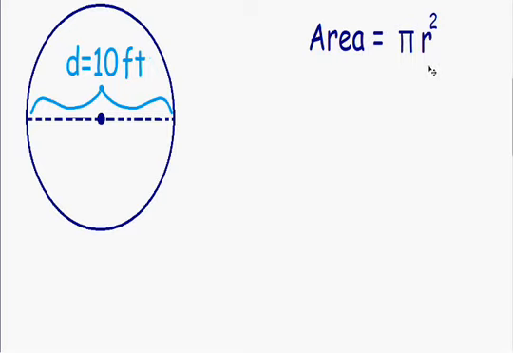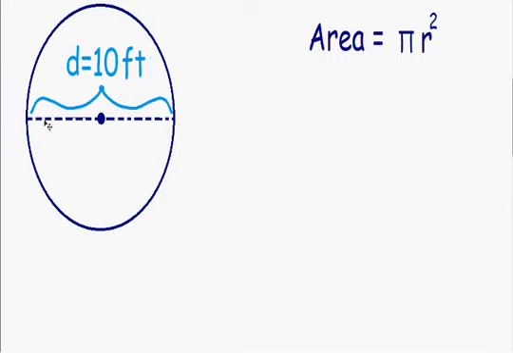And most of the time, you are given the radius, so you can just plug it into the formula to find your area. However, in this particular example, we are given the diameter of the circle. And the good news is that if you're given the diameter, finding the radius is really easy.